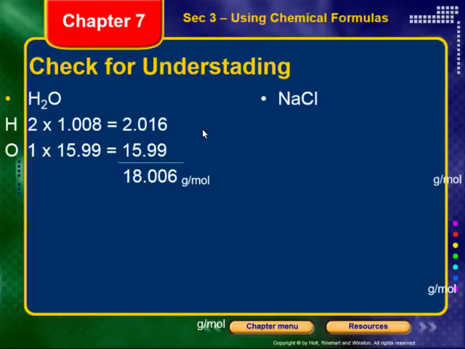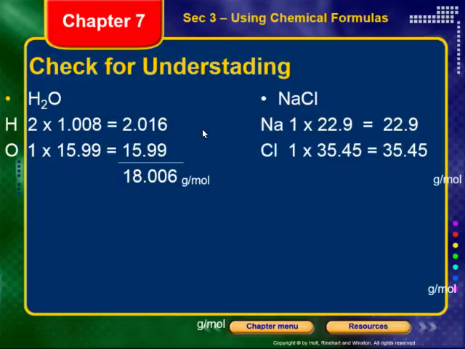Moving on to NaCl. I have 1 sodium atom coming in at 22.9 AMU, or grams per mole if you're looking at a mole of it. I have 1 atom or mole of chlorine coming in at 35.45. Again, just 1 of them, so I just bring that right over, add those together, and I get 58.35 grams per mole. Now, if I wanted to calculate the formula mass, I would use the exact same procedure, exact same number, just instead of grams per mole, I'd use AMU.